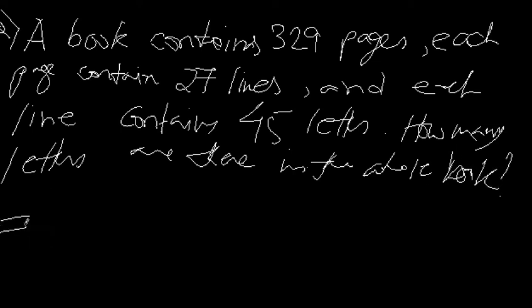Right? Let us read the question once again. The book contains 329 pages. Each page contains 27 lines, and each line contains 45 letters. Then in that book, how many total number of letters are there? Now try to see this step by step. Book contains 329 pages. Now one page contains 27 lines, while one line contains 45 letters. So let us begin from the last information that they have given us.